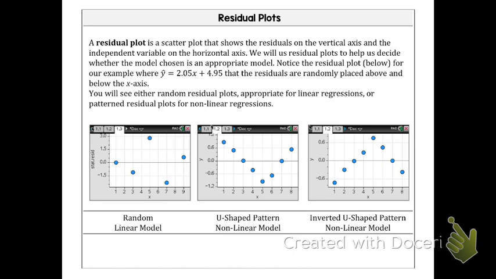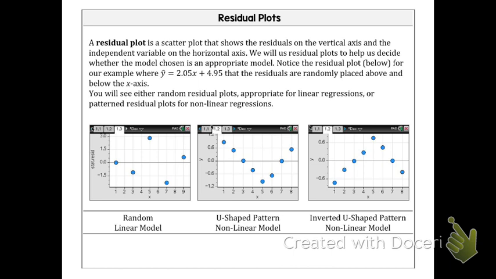All right, so the residual plot is just a scatter plot that shows the residuals on the vertical axis and the independent variable on the horizontal axis. So our x's are going to stay the same, but our y's are now going to be the residual values. We'll use the residual plots to help us decide whether the model chosen is an appropriate model. They're not really using the one that we just did because it really wasn't that great of one, but they're using the one from the first example.